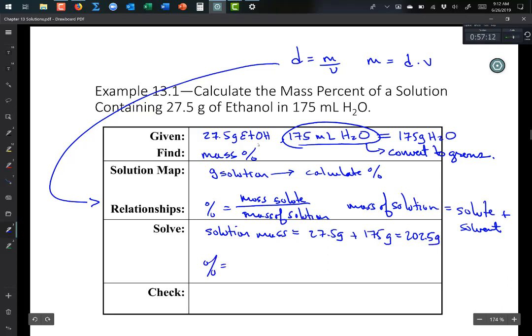So my percent comes out to be what divided by what? What's the percent? It's solute divided by solution. What's the mass of the solute? What's given, right? We wrote down what was given. The solute is the part that gets dissolved. It's usually the lesser component. So what's the mass? 27 and a half. And the mass of the solution, the whole thing, we just added up the masses, that's 202.5 times 100%.